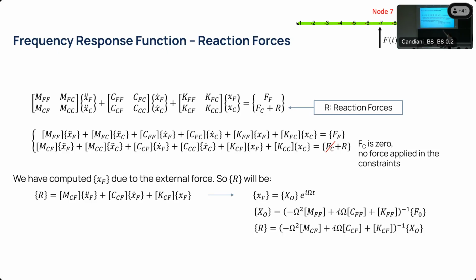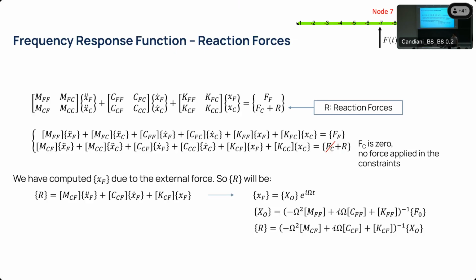Then we have CCF, a rectangular damping matrix, multiplied by a quantity that we know. Then we have CCC, again multiplied by a quantity which is 0. And finally, we have two parts of the stiffness matrix. One goes away because the displacement of the constraint nodes is equal to 0. The other is multiplied by a vector that we know.